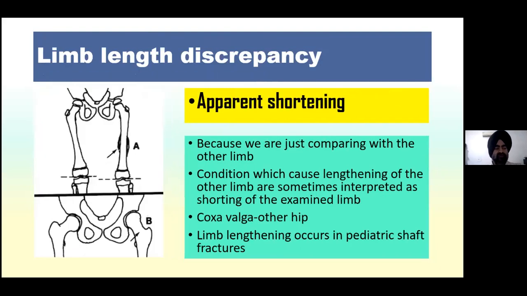So what will we call this shortening? We will call this shortening the apparent shortening. Why apparent shortening? Because it is not the true shortening of the limb. The deformity is limiting the movement of the hip, due to which the pelvis has tilted and the limb appears to be shortened.